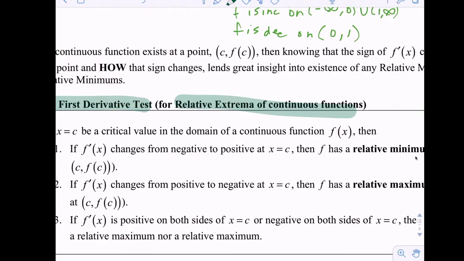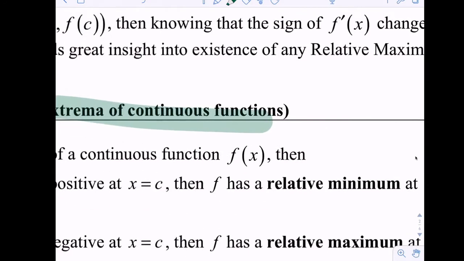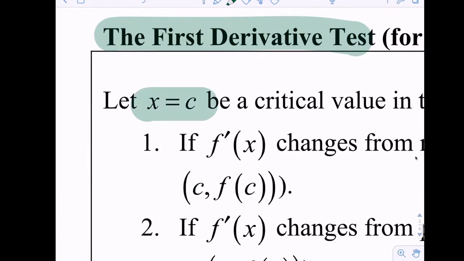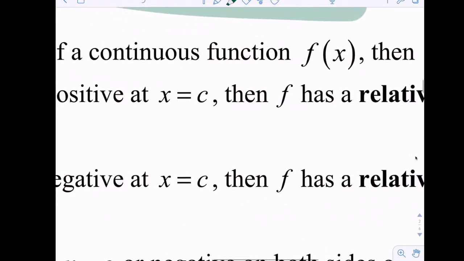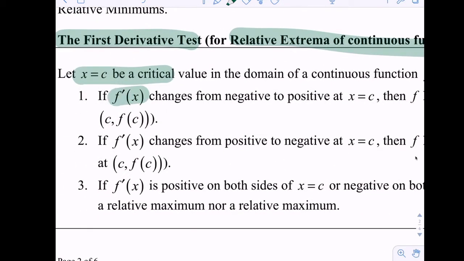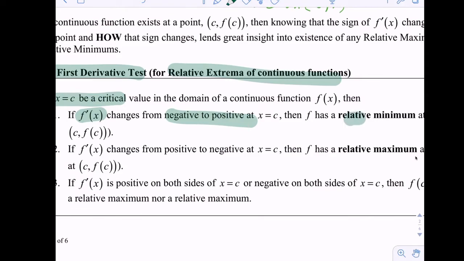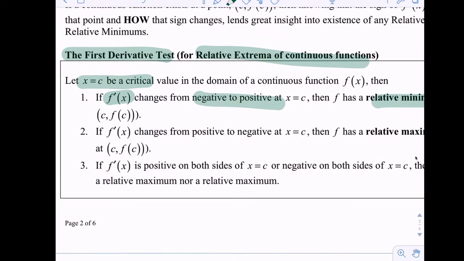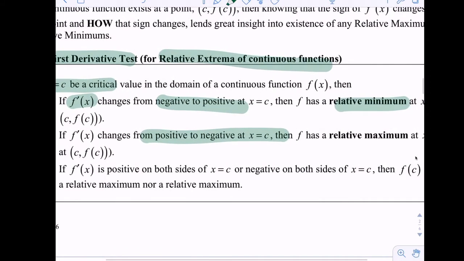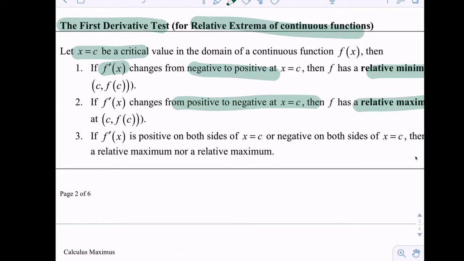If you have a non-continuous function, this doesn't work. Okay? Let x equal c be a critical value. So assuming we have our critical values in hand, those are the values in the domain of f where the derivative is 0 or undefined. If we then have f prime, the derivative, changing from negative to positive at that moment, then f has to have a relative minimum there. And if f prime changes from positive to negative at that moment, then the function f has a relative or local maximum there. If f prime happens to be positive or negative on both sides, still a critical value, but not going to be a local max or a local min.